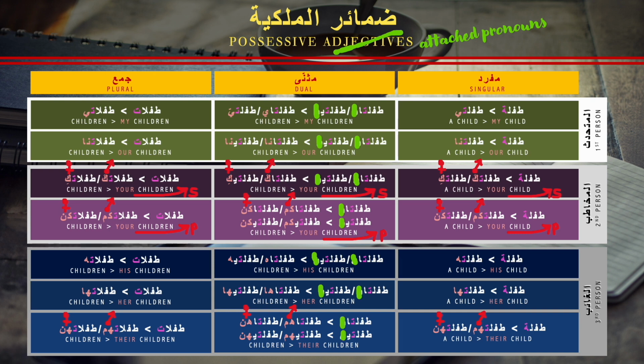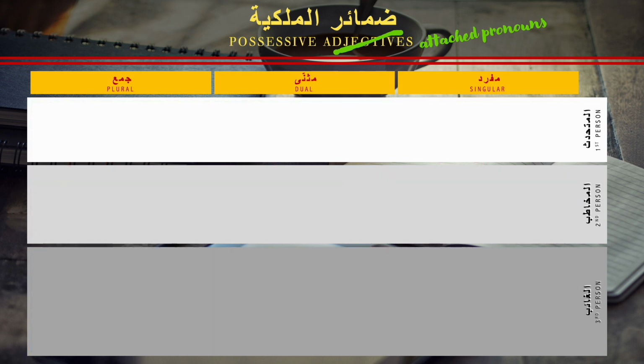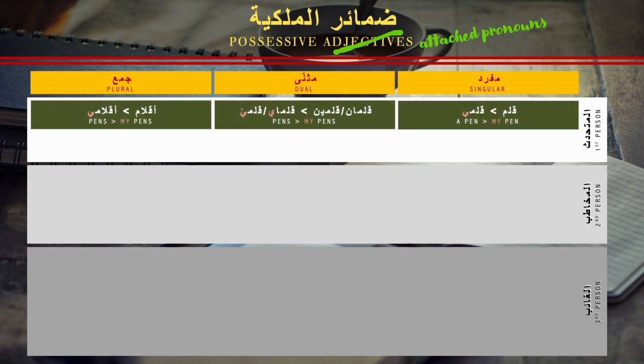Let's go for the last example of the possessive adjectives, which are correctly named possessive attached pronouns. The last example is قلم, a pen. قلم is an inanimate noun. I like this example because in the plural form it comes feminine, and here it is masculine in the singular form. So you can see the change on feminine, masculine, singular, and plural.